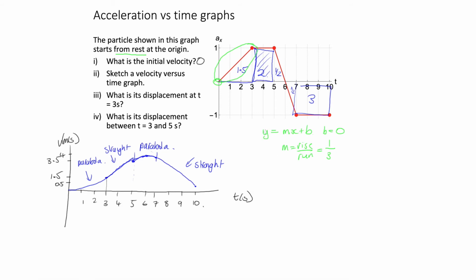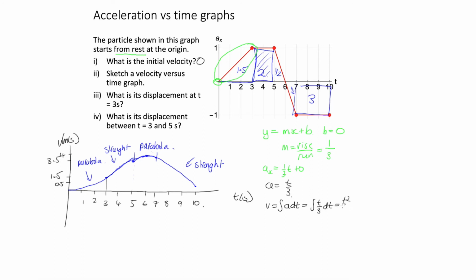So we've got a on the y-axis, so a is equal to m, which is 1/3, times x, which is t, we've got t on the x-axis, plus b, which is plus 0. So this is our expression for the acceleration. Acceleration is equal to t on 3. Now what we're trying to do is get the displacement. So the velocity is equal to the integral of the acceleration with respect to time. So this is equal to the integral of t over 3 dt.